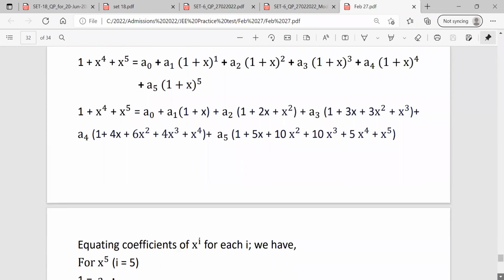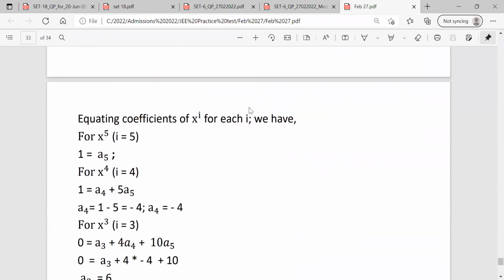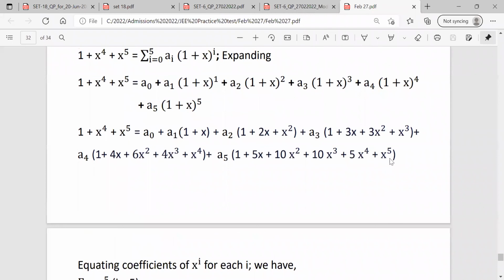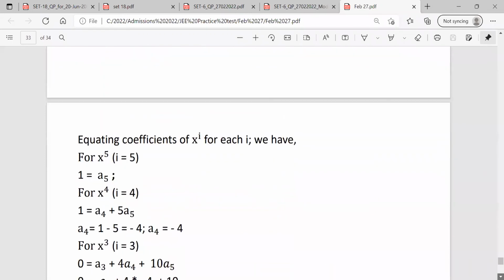So I'm going to equate each and every term. First, I'm going to equate x raised to 5, that is i is equal to 5. Just have an idea here: x raised to 5 will be there in this term only. So the value will be A5 x raised to 5 here, and here it is 1 x raised to 5. So A5 is equal to 1. Similarly, we have to equate each and every term and we can find out the value.